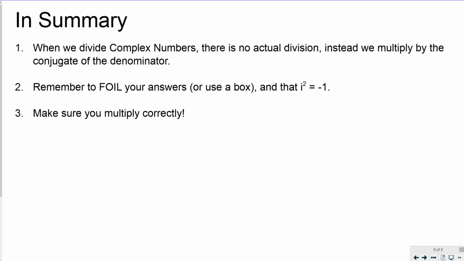So in summary, guys, when we divide complex numbers, we don't actually do any division. Instead, we multiply both the top and the bottom by the conjugate of the denominator. Remember to always FOIL your answers or use a box, and that you should always remember that i squared equals negative 1. Then make sure you multiply correctly, cancel your i terms, and remember to combine any like terms.